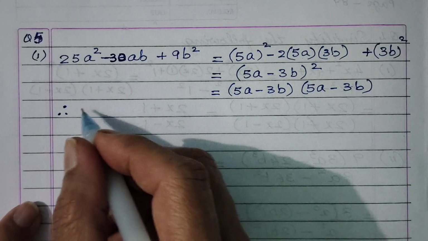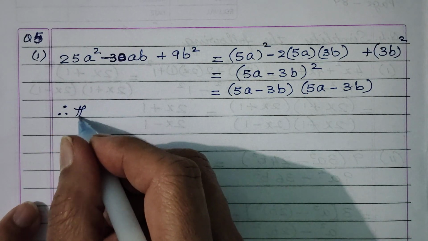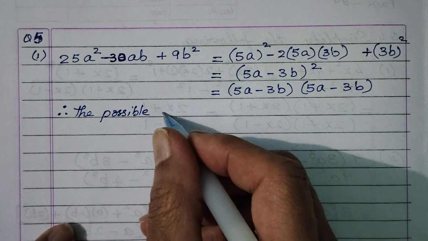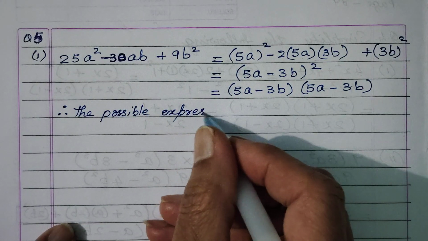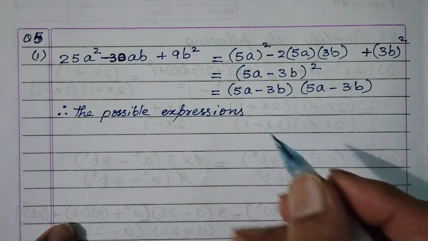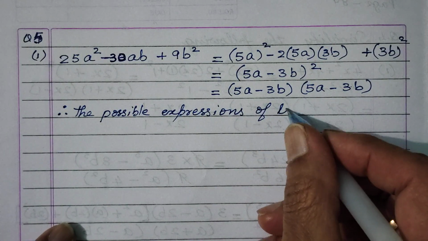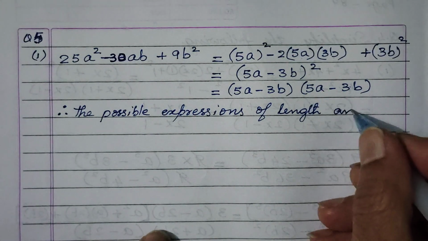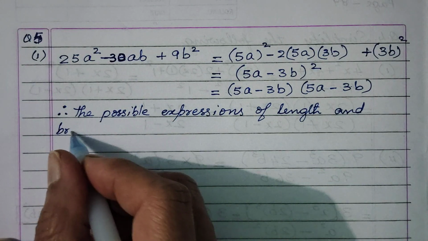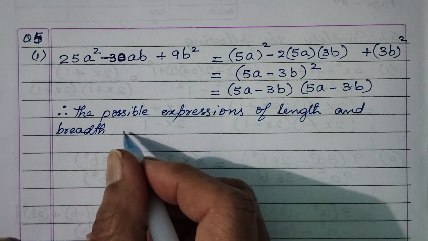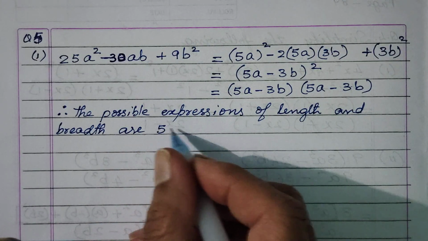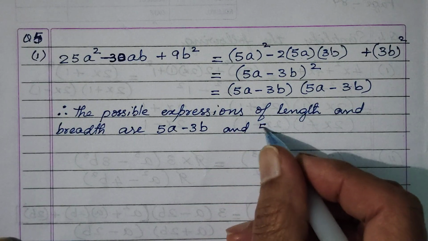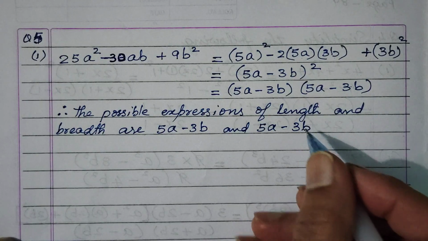Therefore, the possible expressions of length and the breadth are 5a minus 3b and 5a minus 3b.